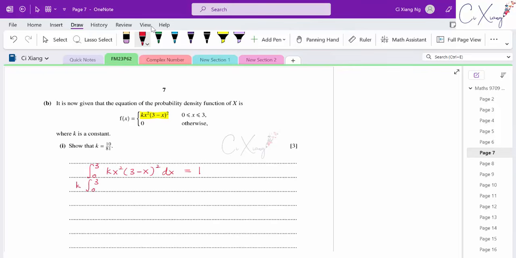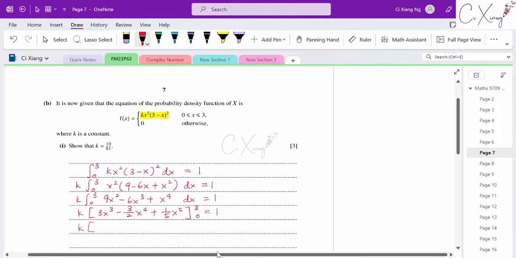Okay, so k is a constant, I will just take it out. And then before I integrate it, I will want to expand the function for 3 minus x squared. So I'm having 9 minus 6x plus x squared. Okay, multiply the x squared inside before I can integrate as well. And now I start my integration. I will have 3x cubed for the first term, and then 3 over 2 x power 4 for the second term, then x power 5 over 5 for the third term. And I want to put in the limit for 3 and 0, and it is equal to 1.